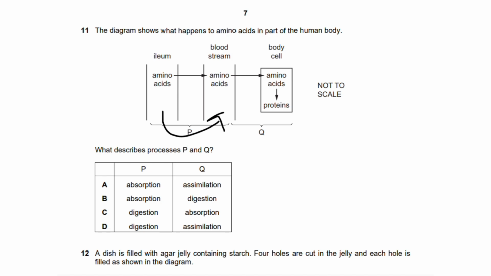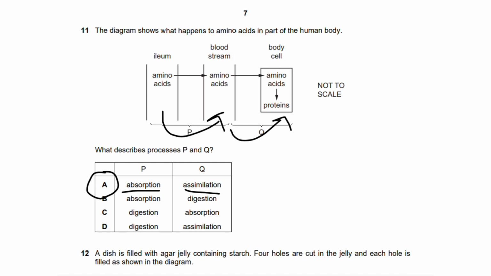So amino acids are absorbed from the ileum into the bloodstream through absorption. And then the amino acids go into the body cells from the bloodstream. So from the blood, the amino acids go to the body cells, and there the amino acid is used to make different proteins such as hemoglobin, enzymes, or antibodies, and this process is known as assimilation. So P is absorption, Q is assimilation, and hence the option is A.